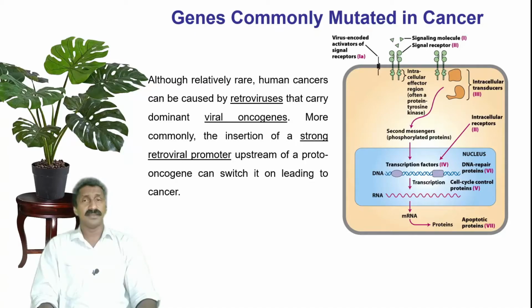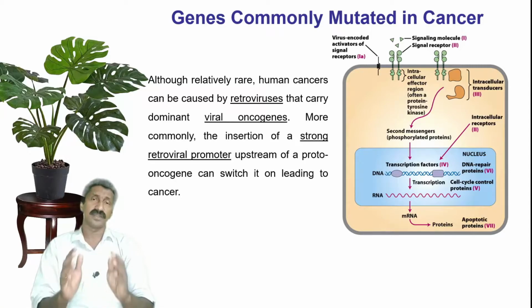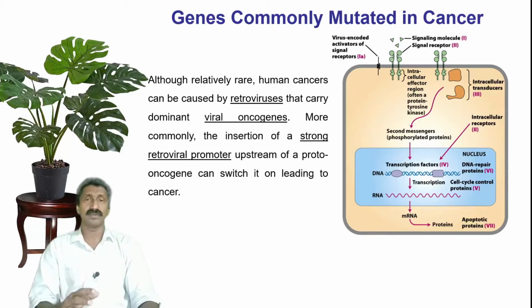Although relatively rare, human cancers can be caused by retroviruses that carry dominant viral oncogenes. And more commonly, the insertion of a strong retroviral promoter upstream of the proto-oncogene can switch it on, leading to cancer. So the viral oncogenes also have a significant role in the contribution to cancer, and their insertion, these viral oncogenes, into strong retroviral promoters.